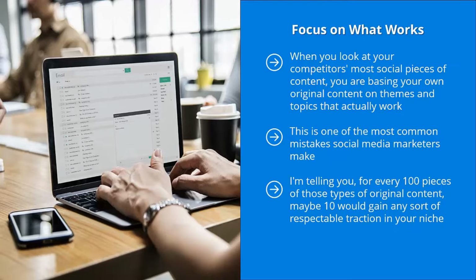Thankfully, there is a better way. You just need to reverse engineer your competitors' most successful content. Use that as a starting point. You can adjust them. You can modify them. You can come up with your own variations. But at least you get a head start. At least you're in the ballpark when you start off. You're not just taking random shots in the dark.